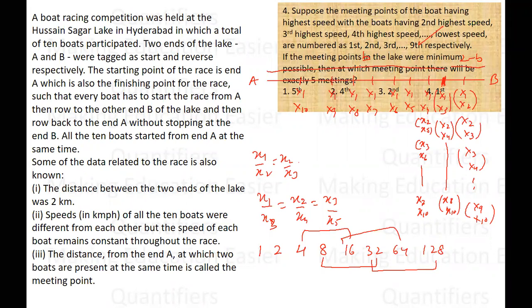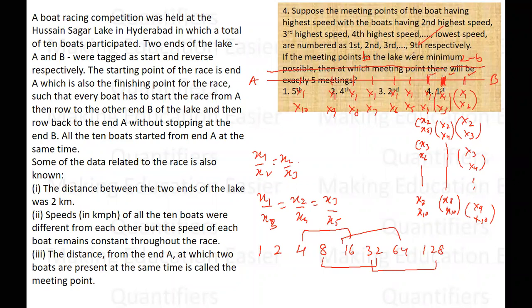It says suppose the meeting points of the board having the highest speed with the boards having the second highest speed, third highest, and fourth highest are numbered as first, second, third, respectively, right? So this is the first meeting point, this is the second, this is the third. Meeting point of the highest with the second highest is numbered as 1, with the third highest is numbered as 2, fourth highest is numbered as 3, and so on.